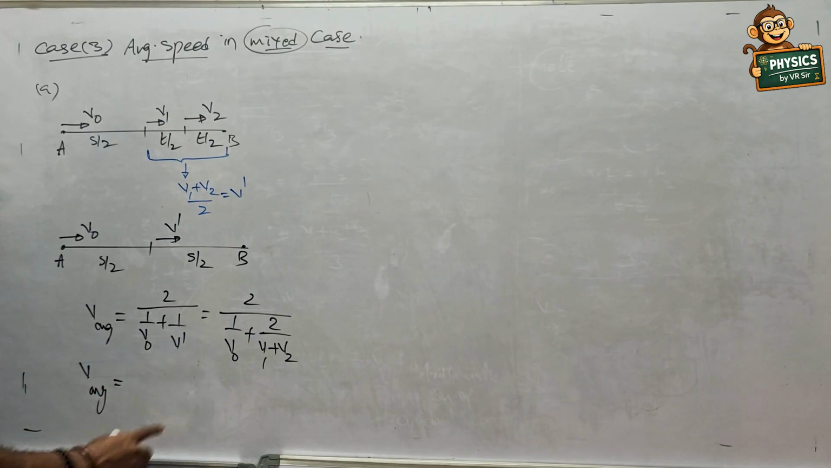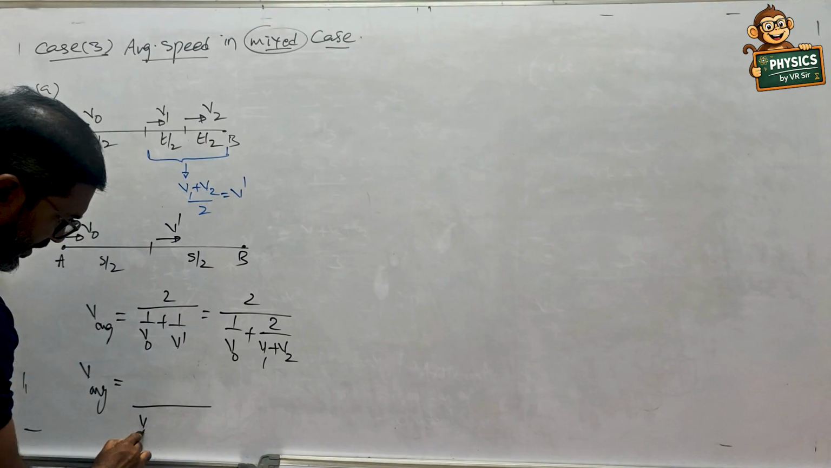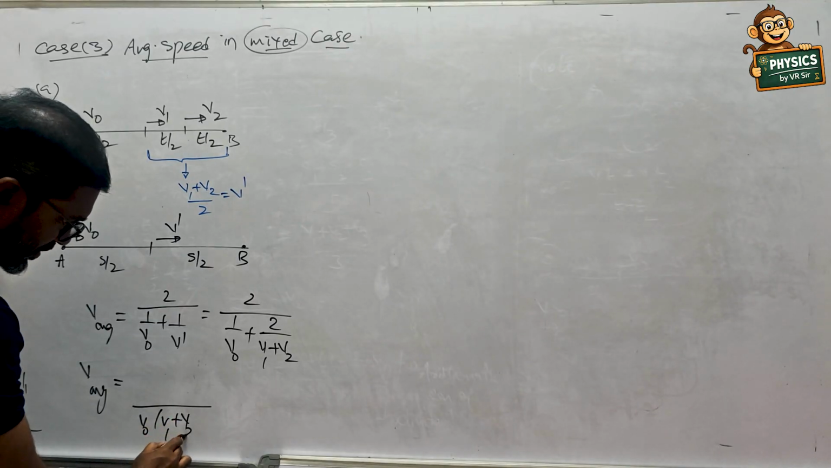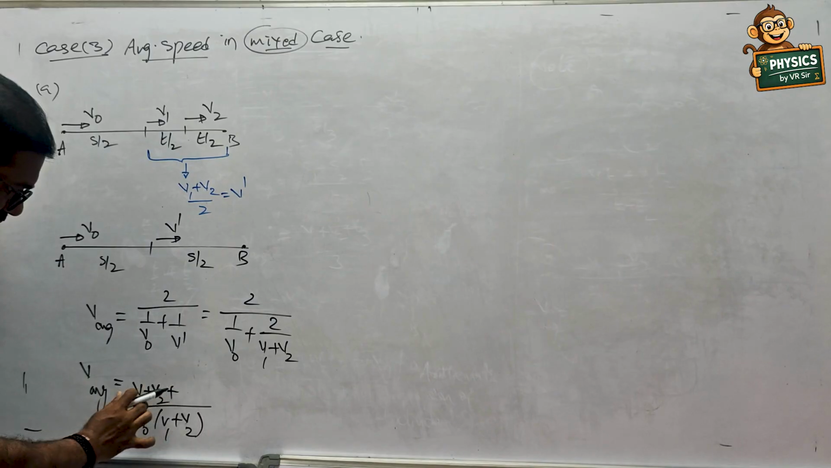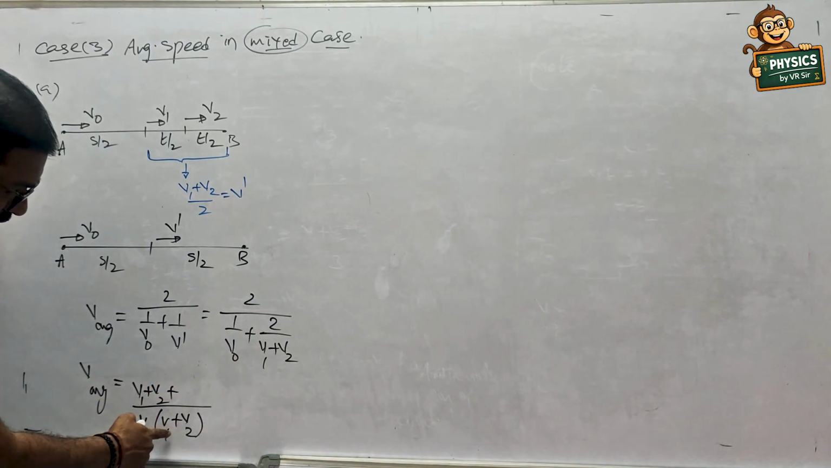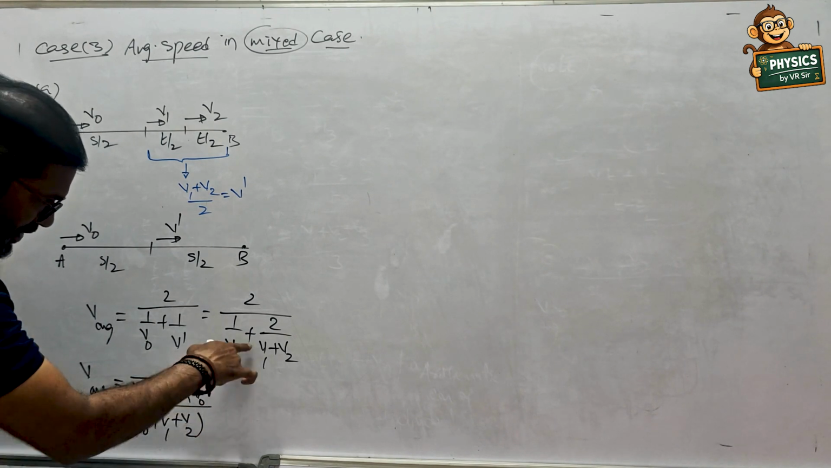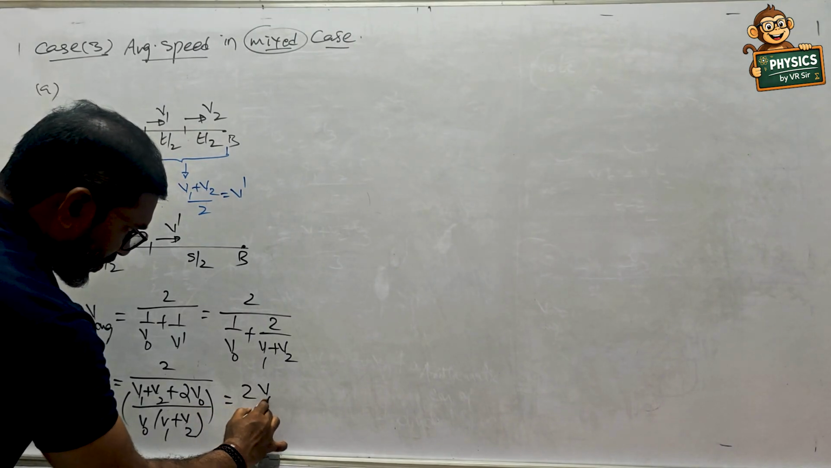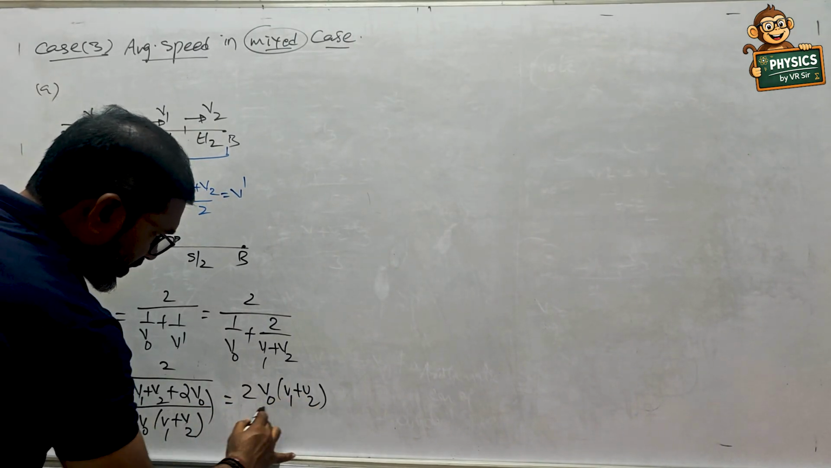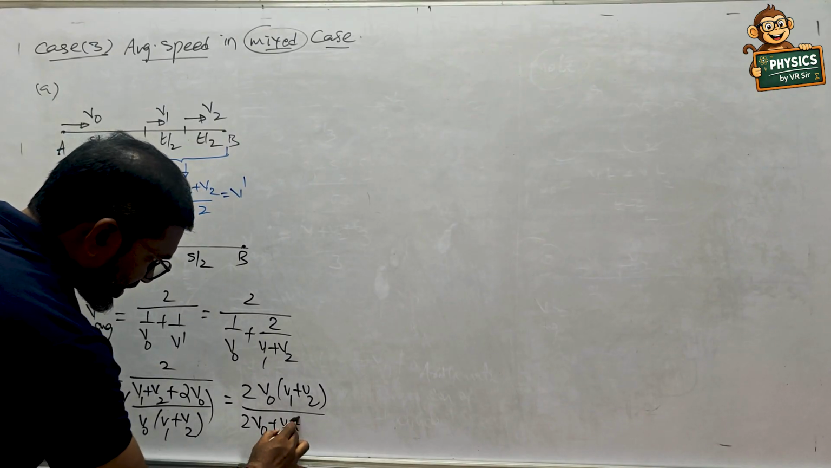How can you simplify this further? V average is equivalent to, if you take the LCM, v0 into (v1 plus v2). In the first term it gives you (v1 plus v2), plus the second term, 2 v0. The numerator is 2, and this is in the denominator. Then finally you can write 2 v0 (v1 plus v2) upon [2 v0 plus v1 plus v2].